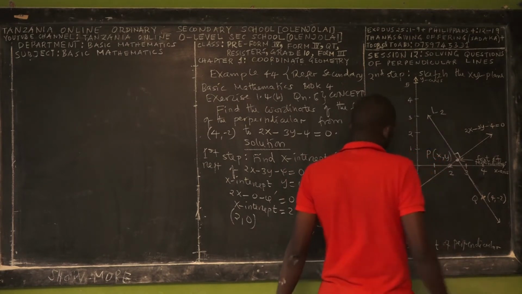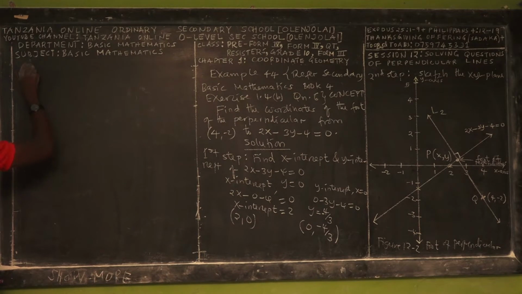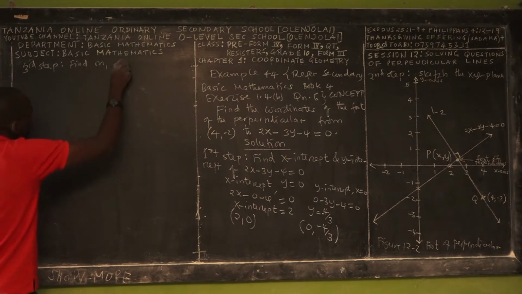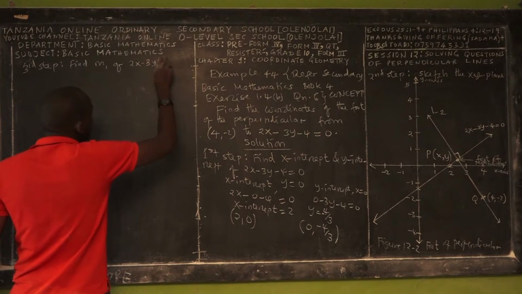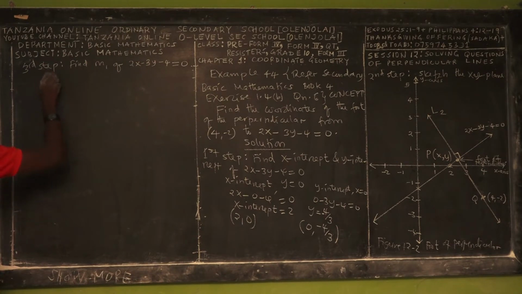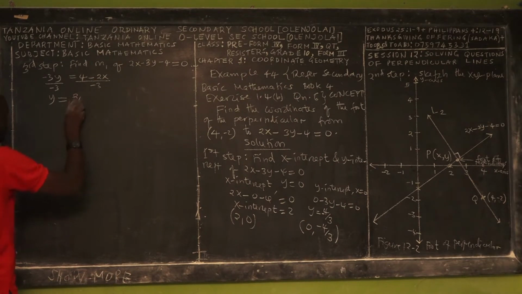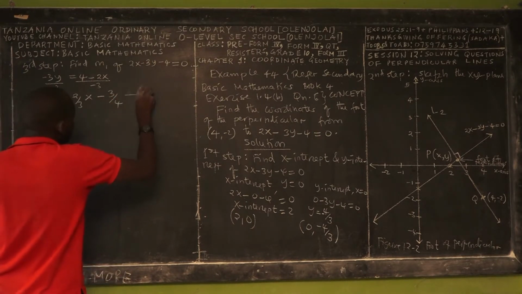So let's say this is our 2. So the third step, after sketching, let us find slope 1 of the given line, which is 2x minus 3y minus 4 is equal to 0. To find the slope of the given line, we have -3y is equal to 4 minus 2x over -3 over -3. So y is equal to 2 over 3x minus 4 over 3. So this is equation 1.